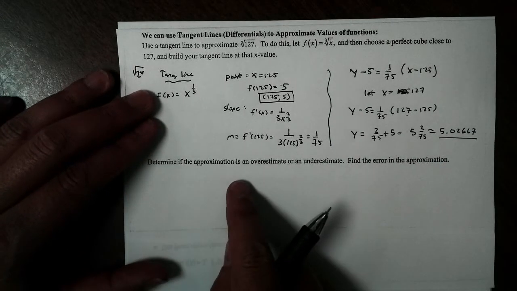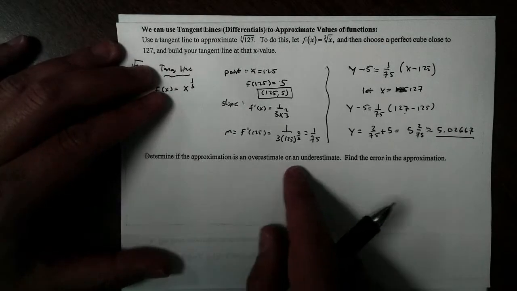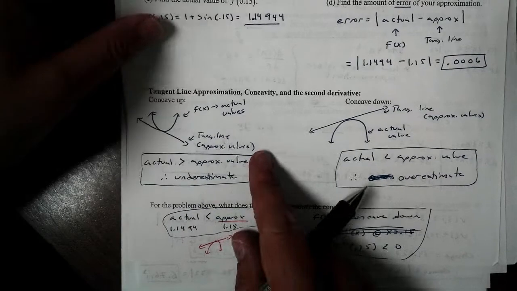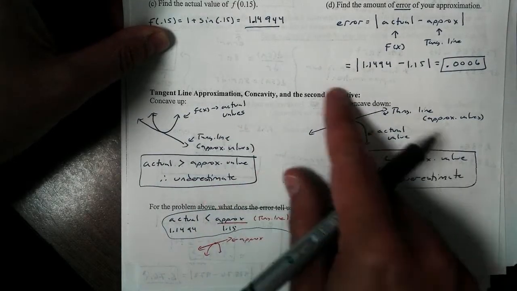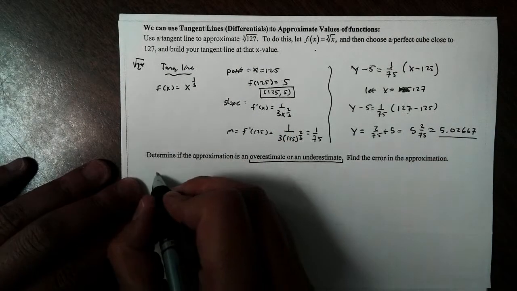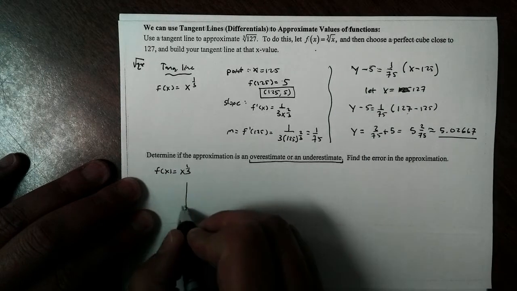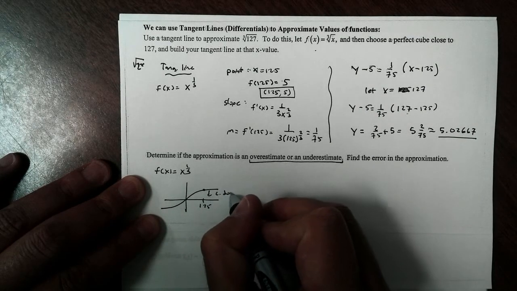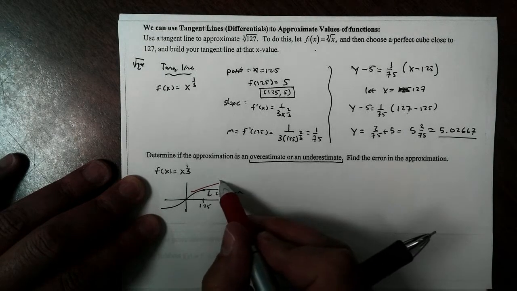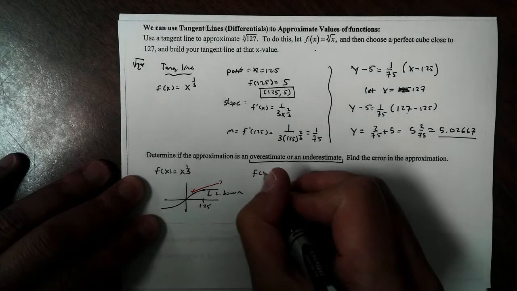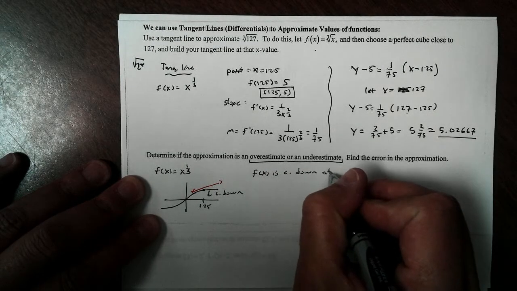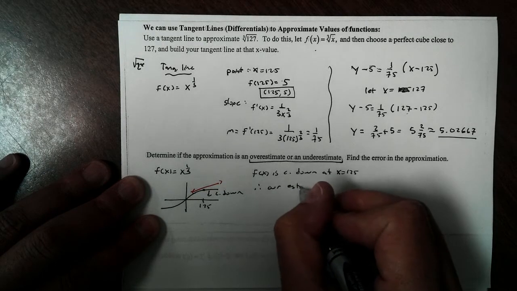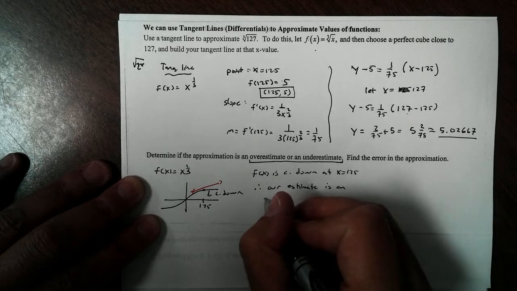Next, we want to determine if this approximation is an overestimate or an underestimate. Anytime we talk about overestimate or underestimate, you might remember from the other parts, we are talking concavity. Well, I know what this function looks like. f of x equals x to the 1/3 kind of looks like this. And at 125, notice it's concave down, which means any tangent line on it has to be above. So we can say f of x is concave down at x equals 125. Therefore, our estimate is an overestimate.